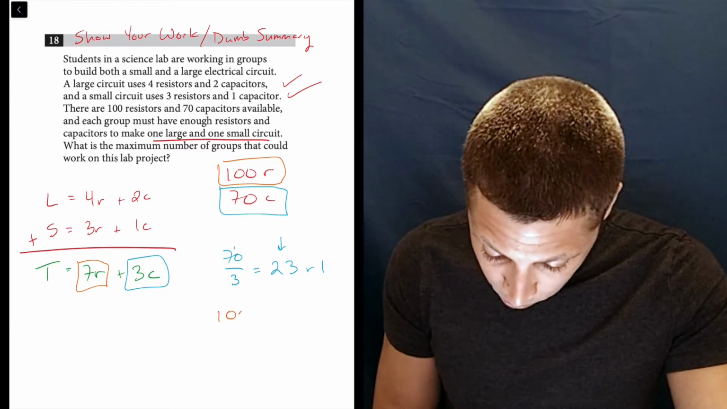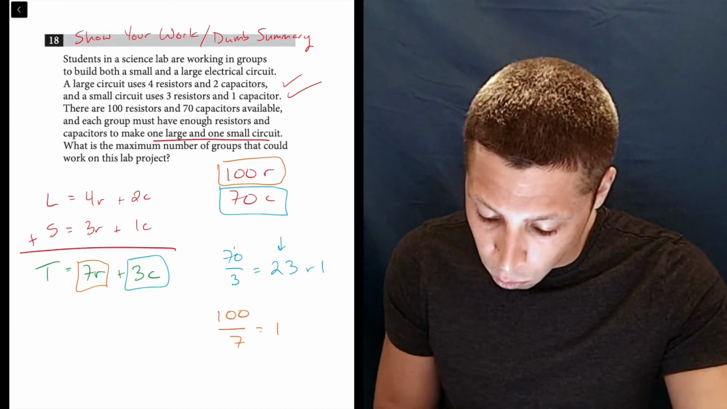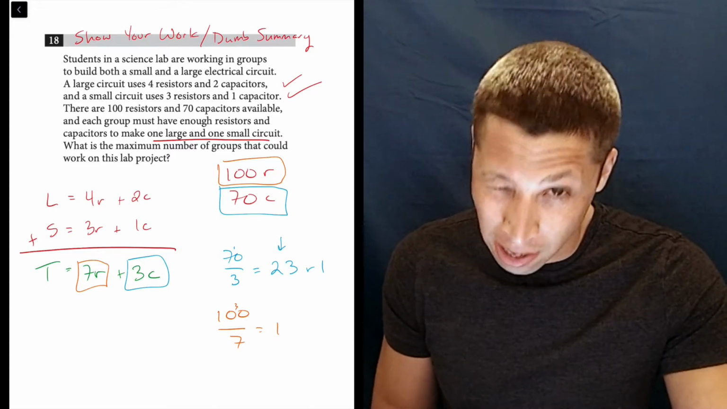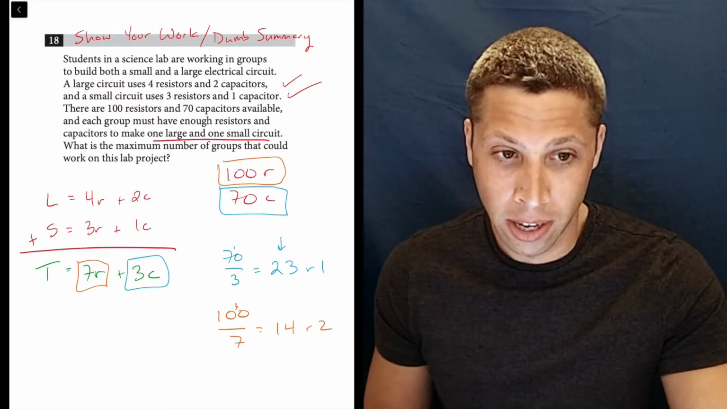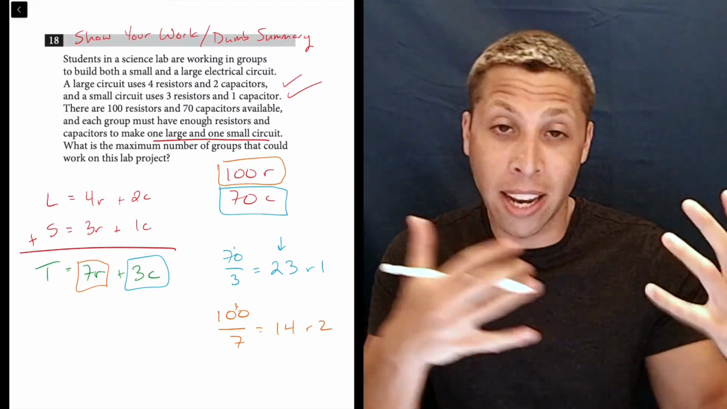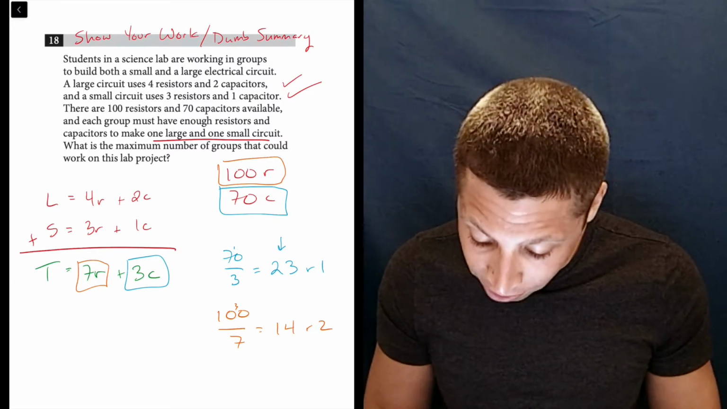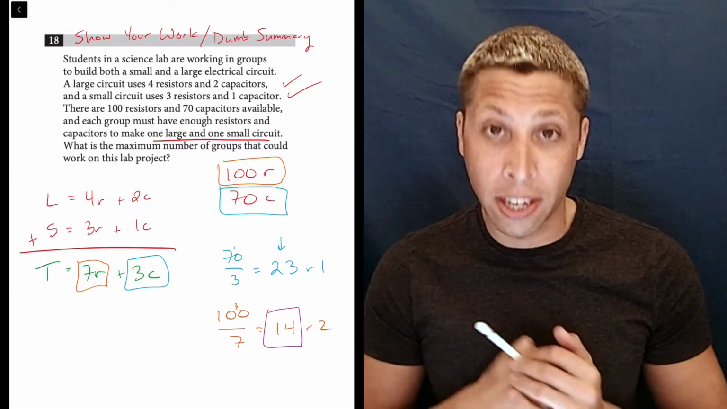I need to see which proportion is going to be the limiting proportion. So it's the same process, 100, now we're dividing it by 7. 7 goes into 10 once, there's 3 left over, 7 goes into 30 4 times, 28, and then there's 2 left over. And so there we go. We have a different value, and it looks like these resistors are going to be the limiting factor. So my answer is actually going to be the 14 that I just got here.